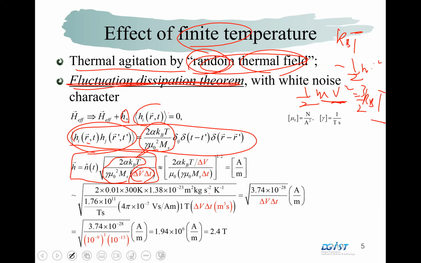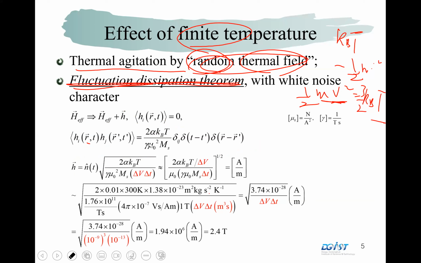A more simple question: what's the physical unit of this h, the ensemble average of h? This should be the unit of field. And how about this? It should be the square of the field. That means the right-hand side has the unit of the square of the field. It's not difficult to understand. And many students forget about the unit of the delta function. Many students assume the delta function is dimensionless, but that is not true.